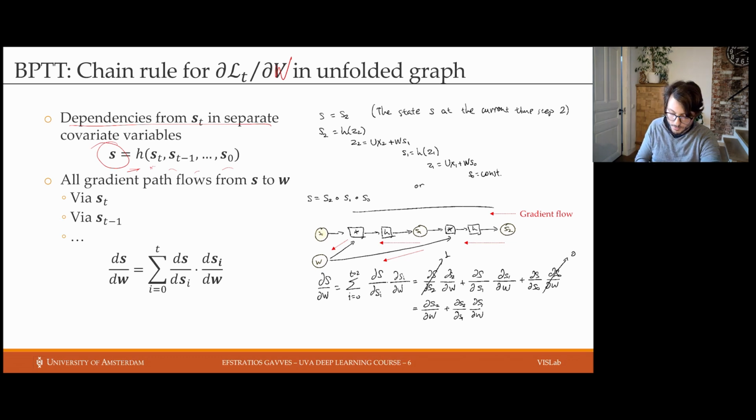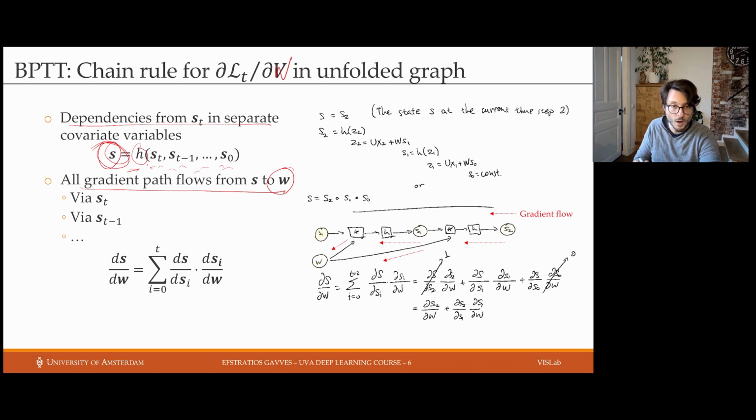So there is no obvious recurrency in h. However, there is a recurrency by introducing the individual state variables. Now, what is the benefit of that? The benefit is that it makes very clear where the gradient flow comes from. So all the gradient path flows exist from S, our output variable, to every state.